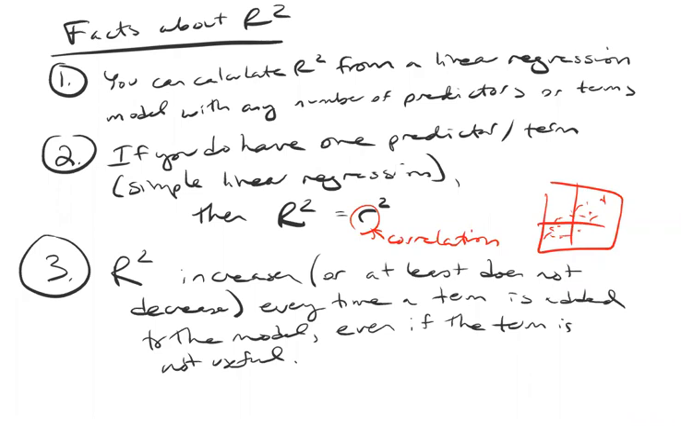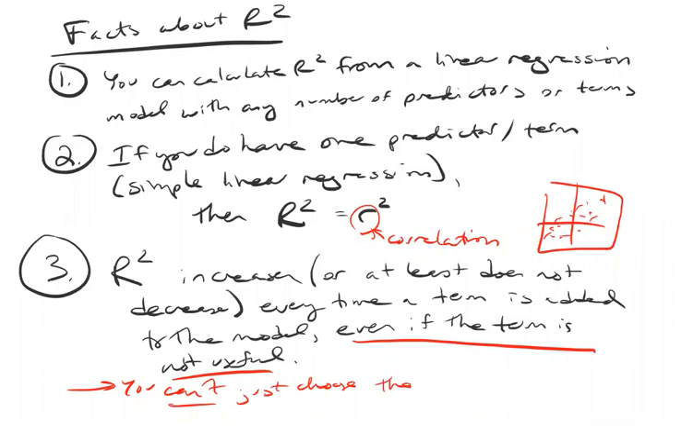Every time you add a term to your model, even if it's a term that is not actually helpful for predicting the outcome, R-squared will increase. What that means is you can't just choose the model that has the highest R-squared, because you will for sure be overfitting. You will have a higher R-squared every single time you add a predictor to your model, even if that is not a good predictor. Now let's try to think about why that's happening.